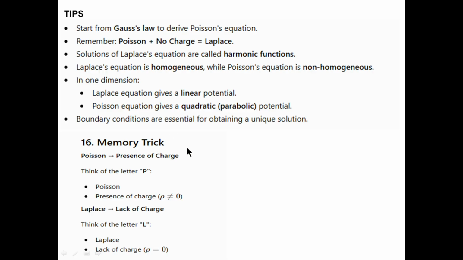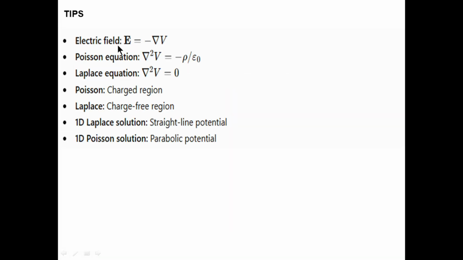Now a memory trick: Poisson, presence of charge. So P for Poisson, P for presence of charge. Laplace, lack of charge. Think of the letter L: L for Laplace, L for lack of charge. Charge density is not equal to 0 in the case of the Poisson equation, and charge density is equal to 0 in the case of the Laplace equation.